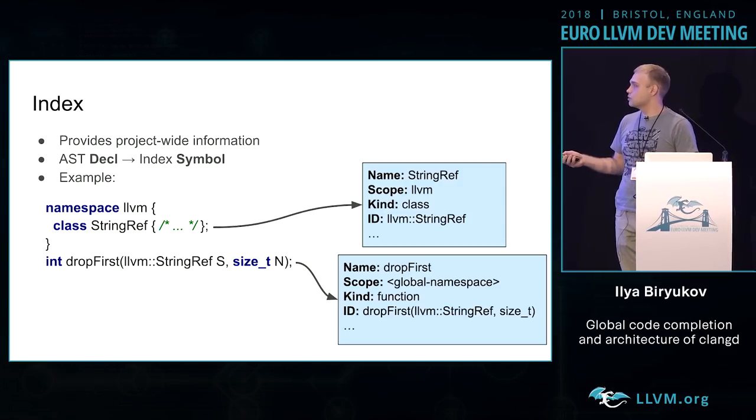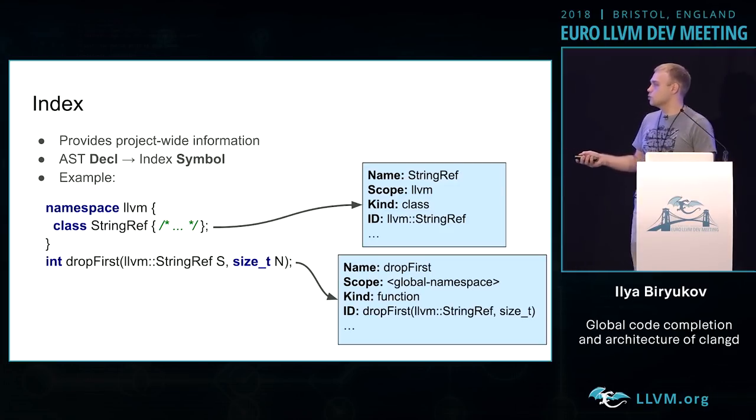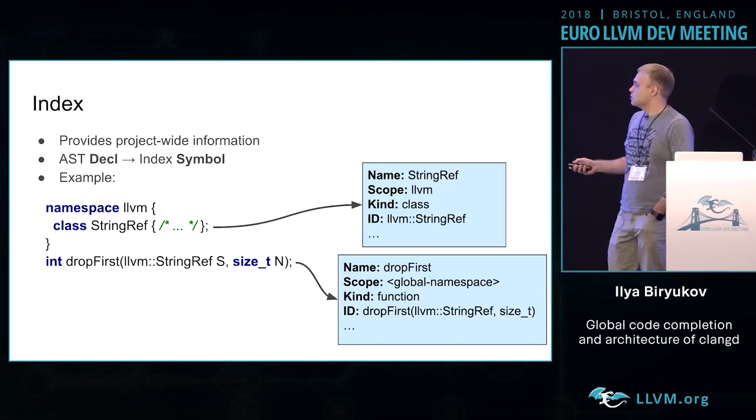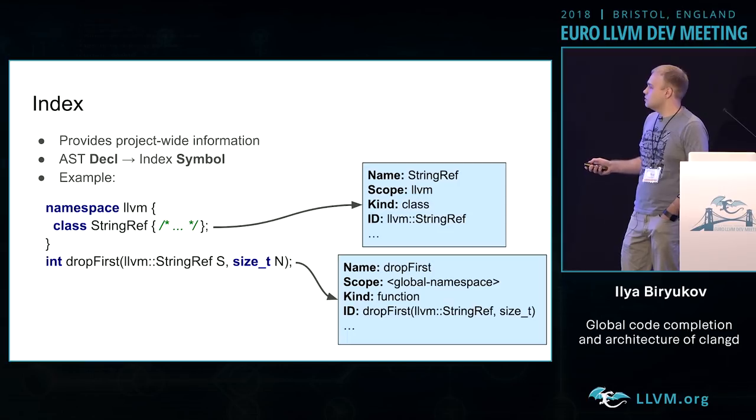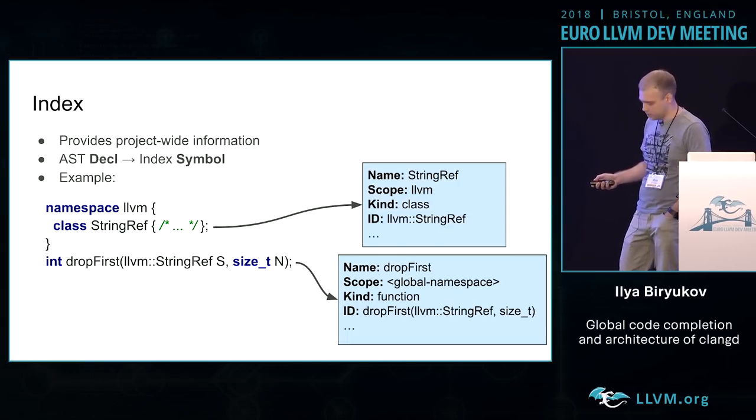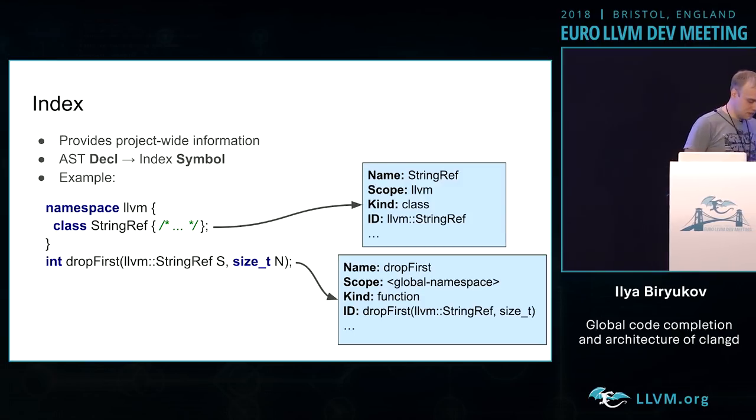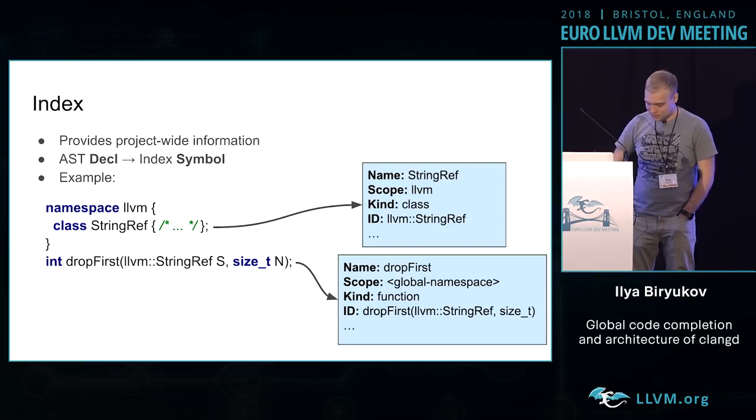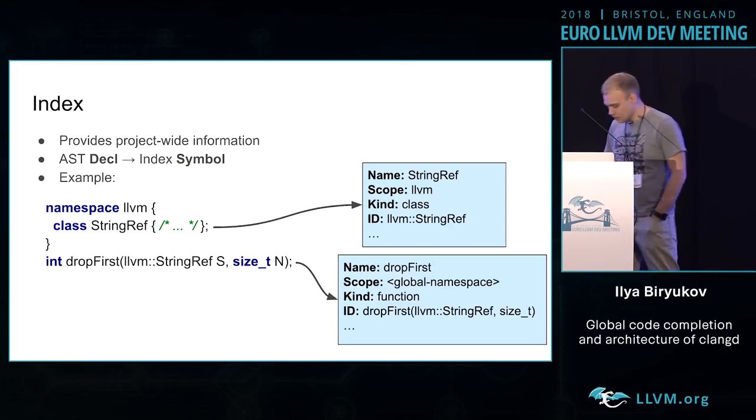The symbol for StringGraph will just mention that it's a class that is inside namespace LLVM. And the symbol for the function will as well mention just the basic things. But also notice the ID field. And it is actually a very important one for us. The ID doesn't actually look like that, it's just an extrapolation of what it is.